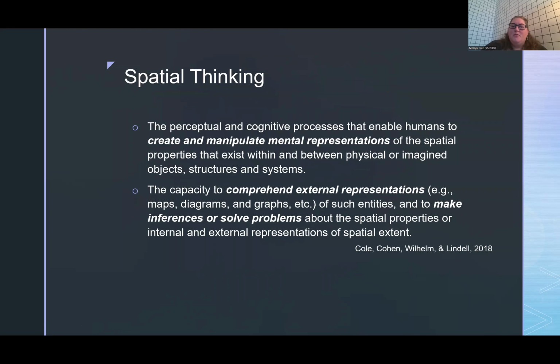Spatial thinking is the perceptual and cognitive processes that enable humans to create and manipulate mental representations of the spatial properties of objects, structures, and systems. It also includes the capacity to use external representations or internal representations, like mental models, to make inferences or solve problems about the spatial properties of these same things. It's important to point out that it's not just about making a representation, but it's also about using these representations in order to address issues, solve problems, and understand what's going on.